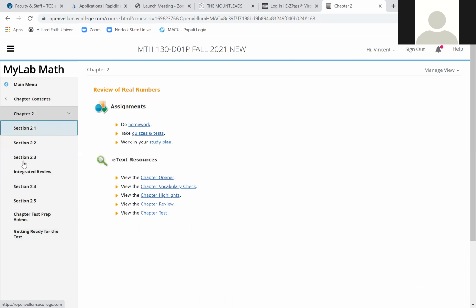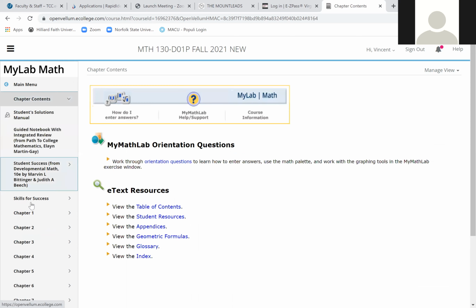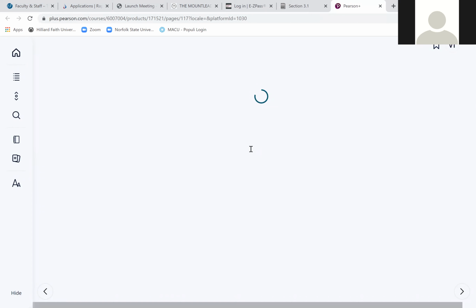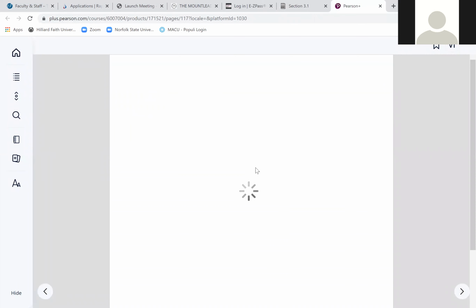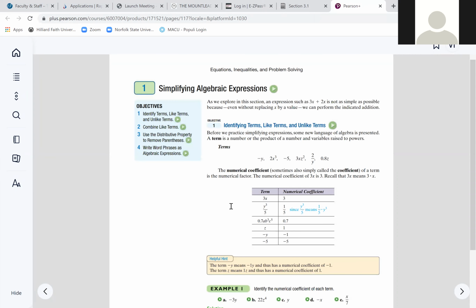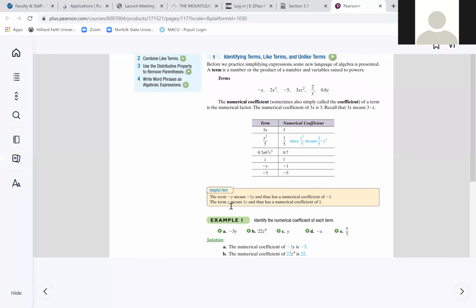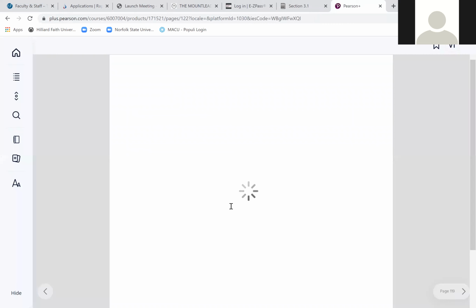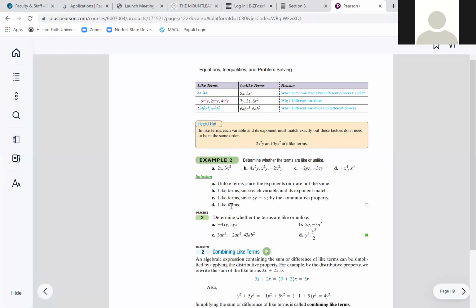Let me see. We just was in 3.1. If you go e-text, if it doesn't take forever. So it takes you straight to the book where that is located, and it's the exact same thing as the book and everything. So that's why, when I sent you guys that email, I told you that you didn't need the book. And see here, talking about like and unlike terms.